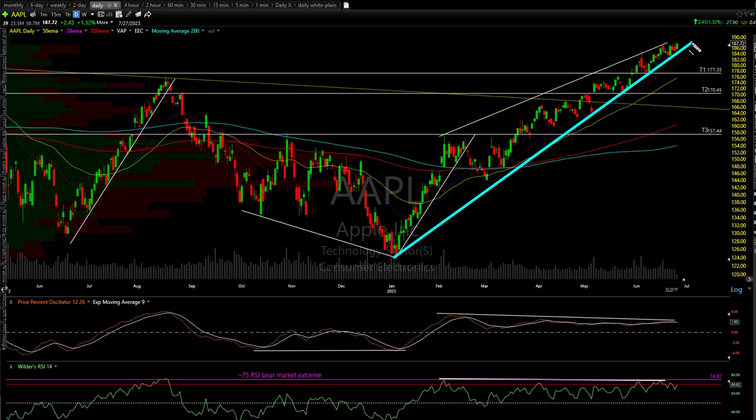In this case, it would be a short entry, and that's going to be on a break of this trend line. I always say on the daily trend line, and there's two ways or a combination thereof. You can short a solid break of it. Let's say it's intraday.